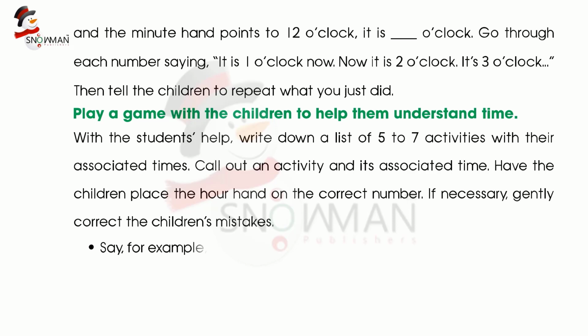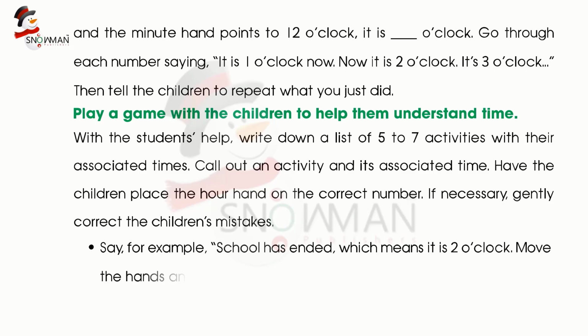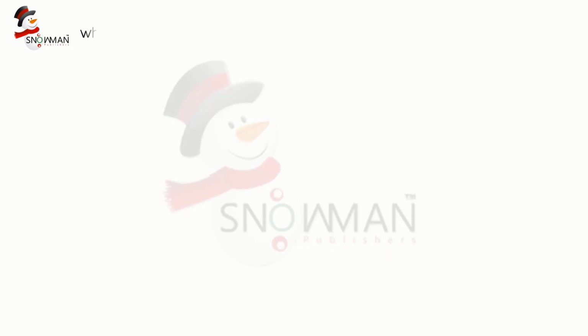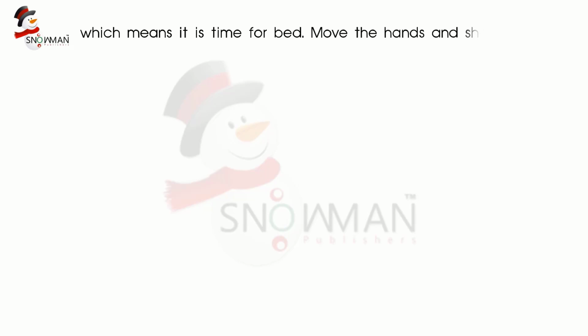Say, for example, school has ended, which means it's 2 o'clock. Move the hands and show me 2 o'clock on your clock. Or, it is 10 o'clock, which means it's time for bed. Move the hands and show me 10 o'clock on your clock.